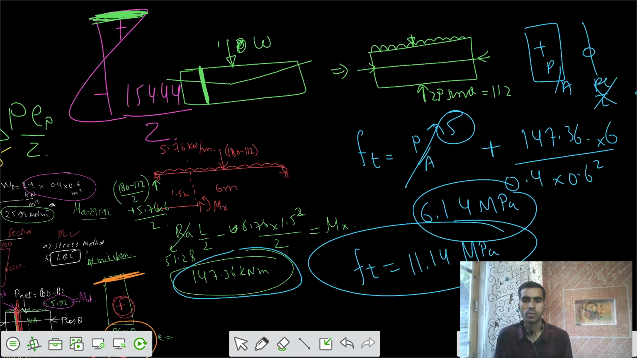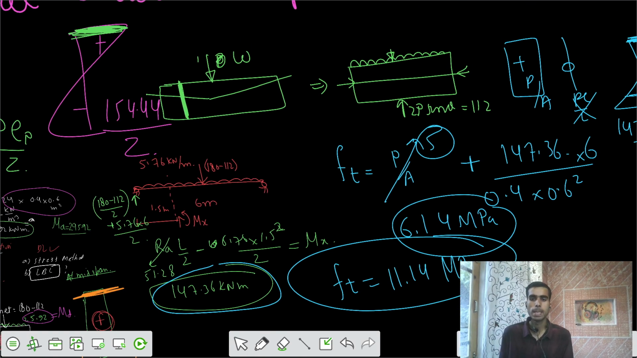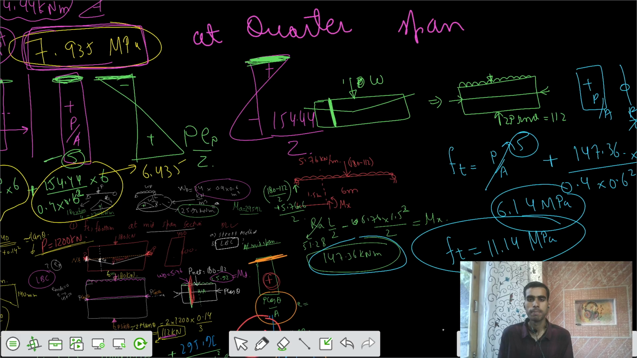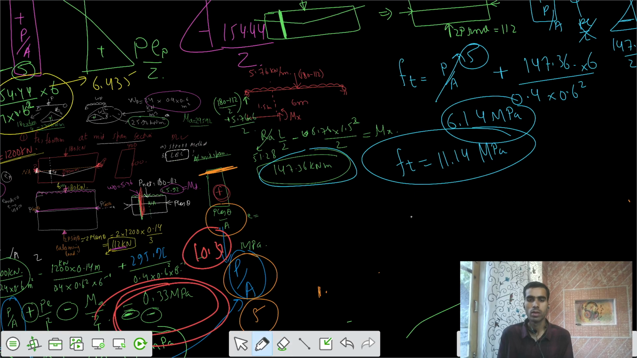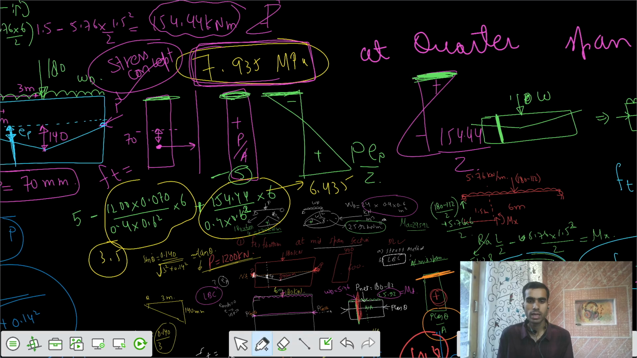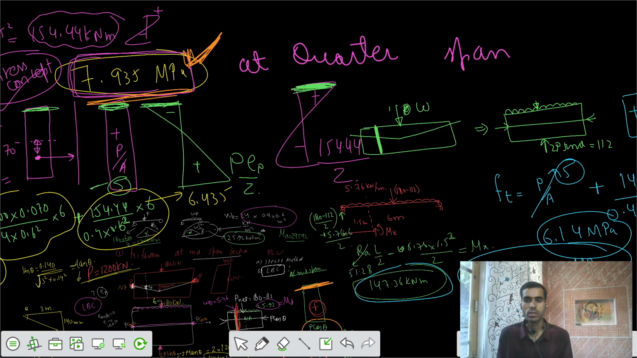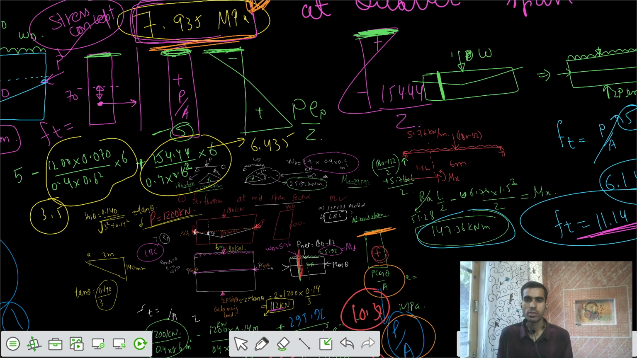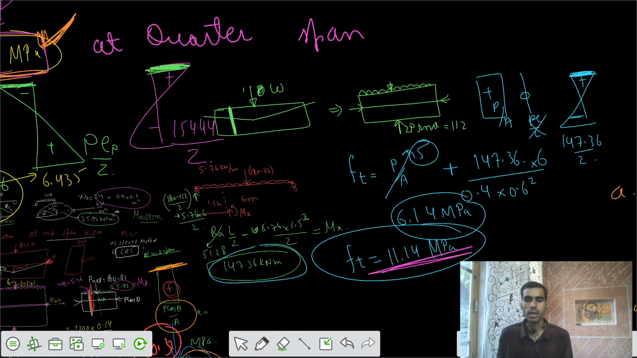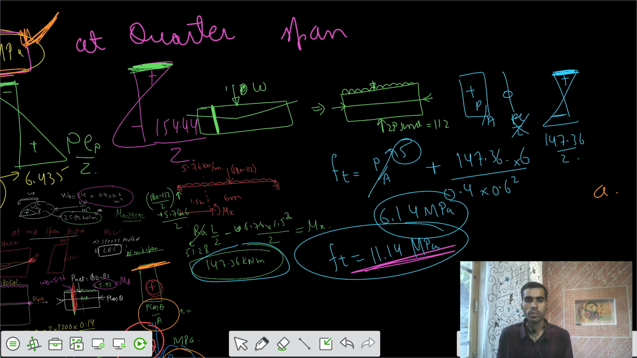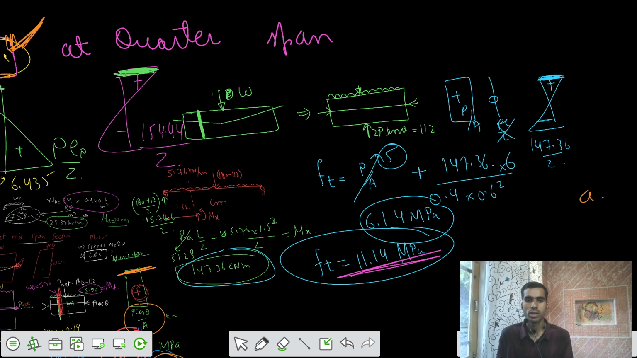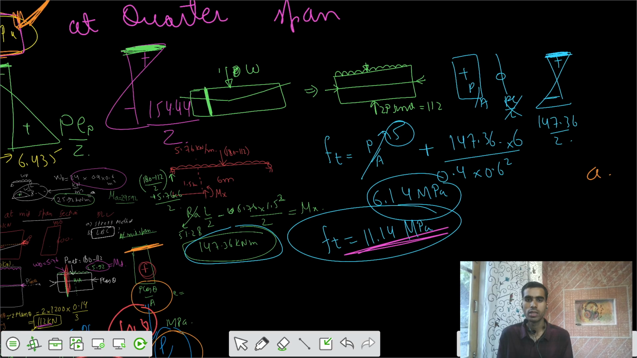That value was 11.14. There's an error somewhere. So this is 11.14, but we have got this value as 7.935. But I would say this one is correct. So I think there is some error in the first one. The value should be the same. The stress should be the same either way. That means there's some correction. We need to check that.